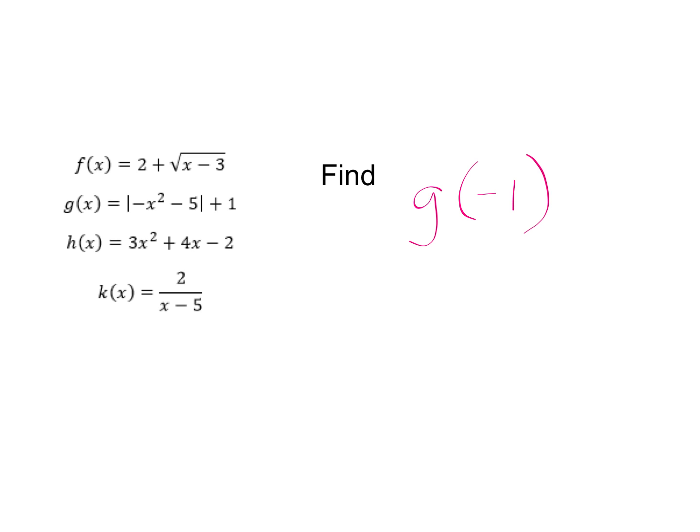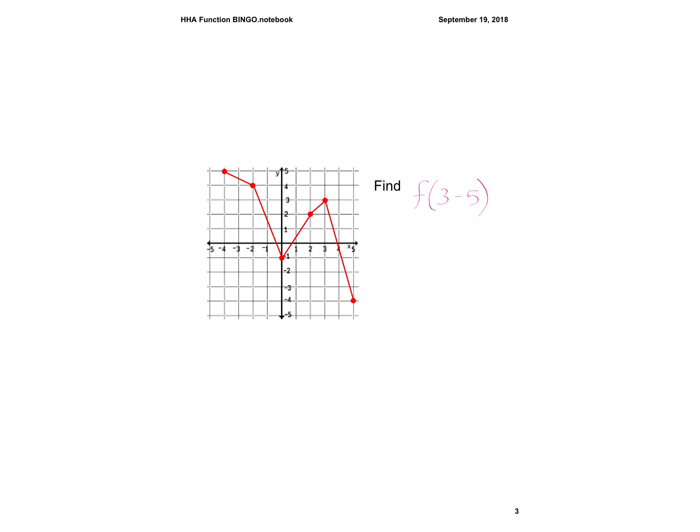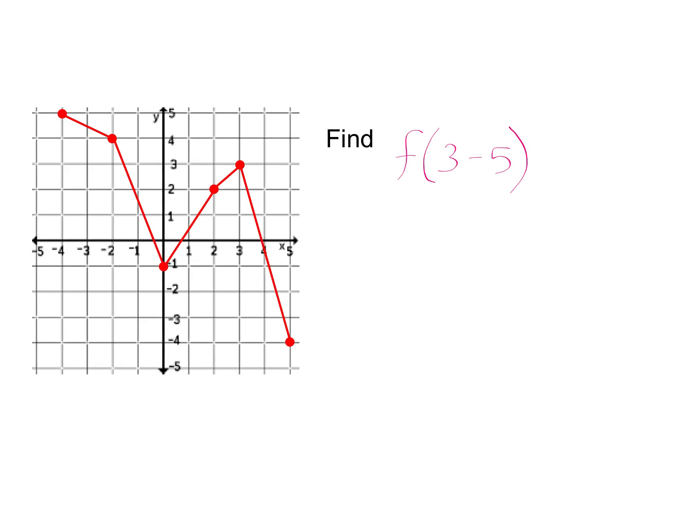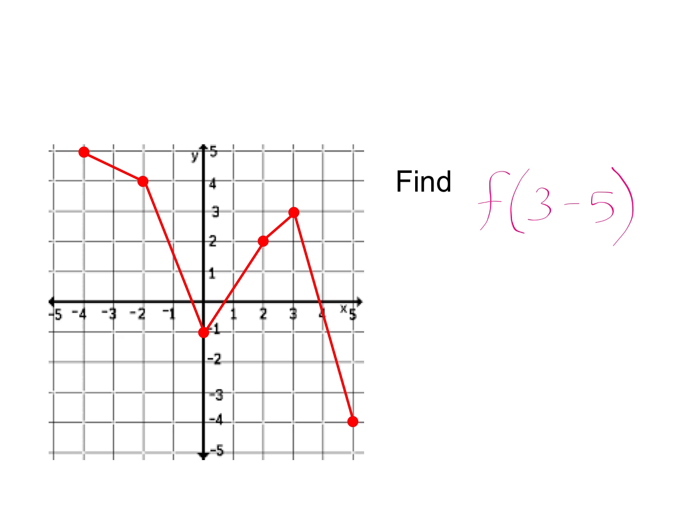All right. So, you done with g of -1? You got an answer? All right. Moving on. f of 3 minus 5 in this picture. f of 3 minus 5. Hopefully you know what to start with, and then find f of that.